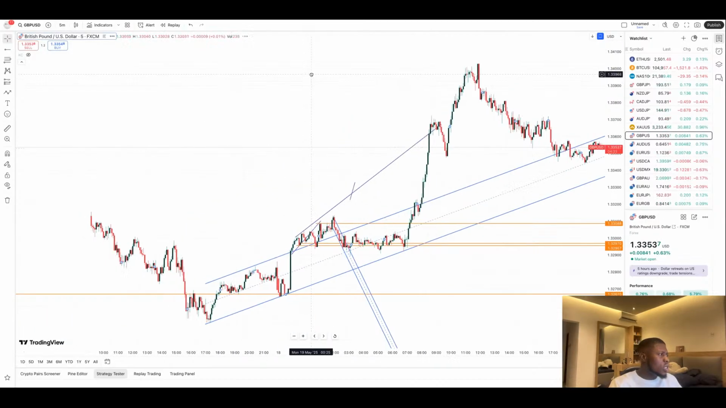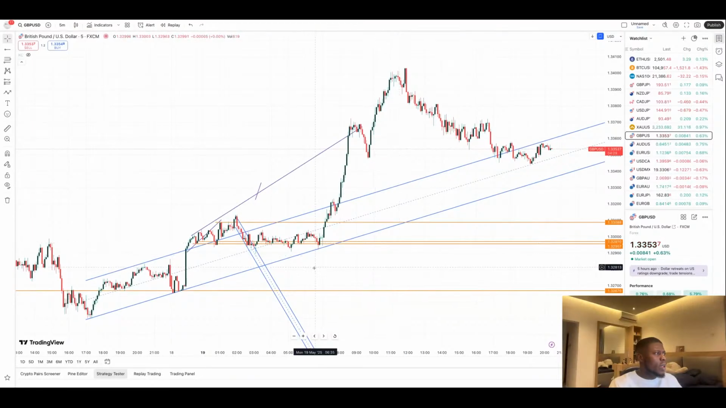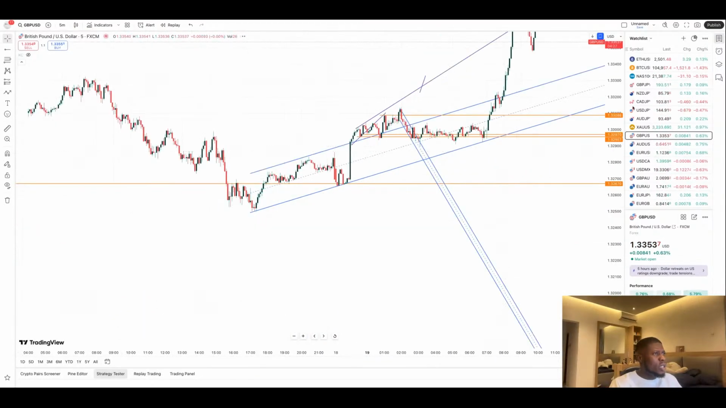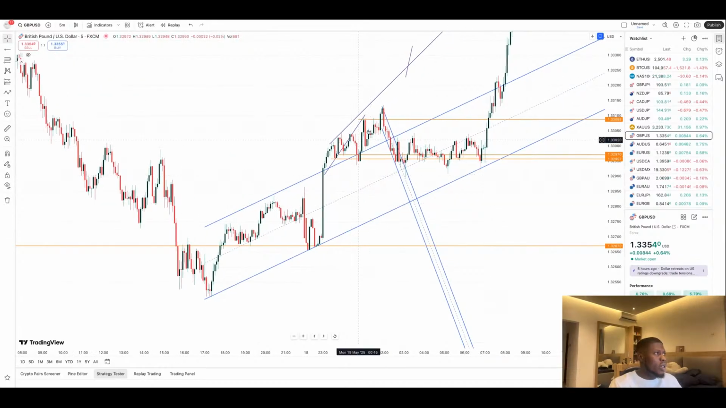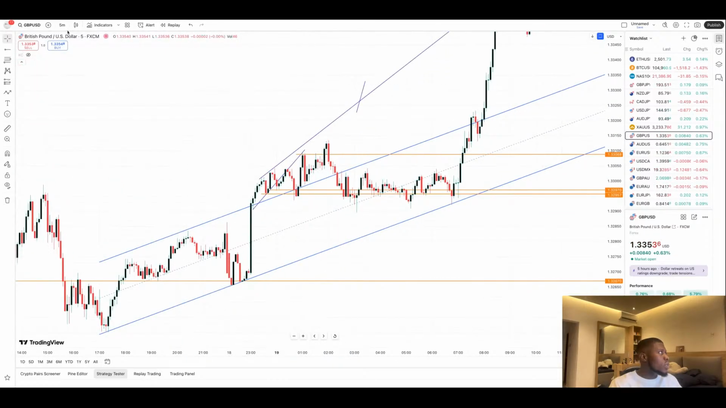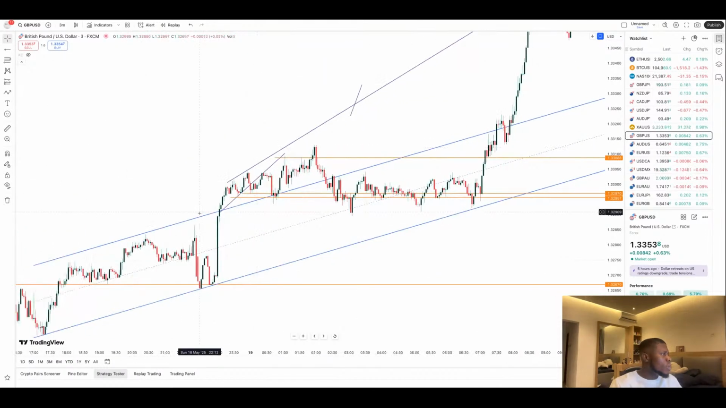Watch this. If you pay attention to this, this is likely what Ethereum is going to do in the next coming days, and a lot of people will be shocked by the way the market will move. So look, once after this breakout, see what the market did.